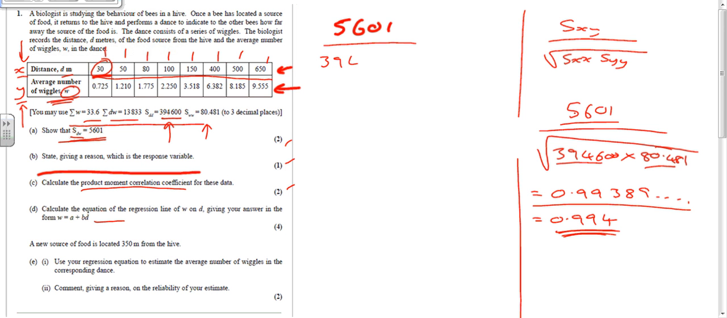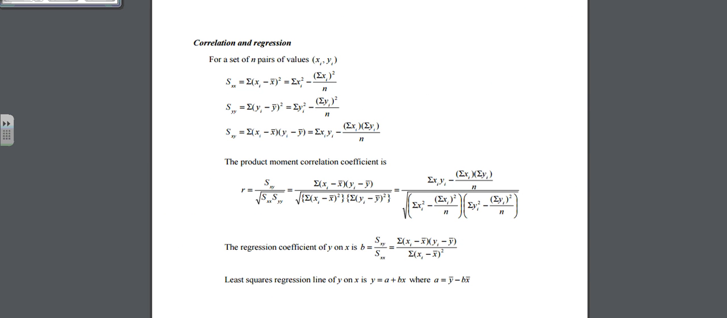So 394,600. And if we do that, 5601 divided by 394,600, we get 0.01419412063. So 3 significant figures, remember, 0.0142. Again, every time you're doing a stats paper, think 3 significant figures. So that's our value of b, if we look at this one here.